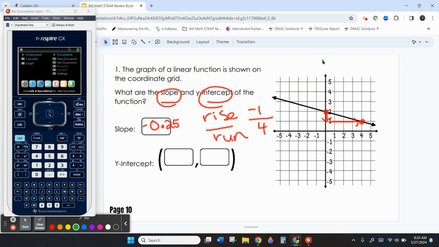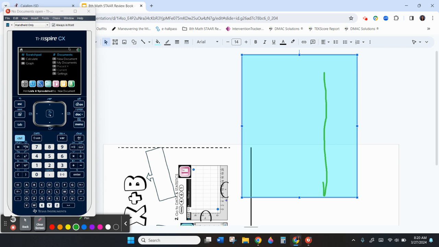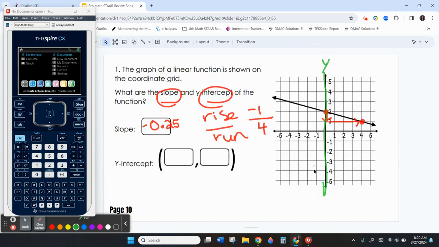Okay, next, it's asking us what is the y-intercept. The y-intercept is where the graph crosses the y-axis. So remember that the y-axis runs up and down, and it's going through +2. The way we write that as a coordinate is the y value is 2, which means that the x has to be 0. So it goes through (0, 2).